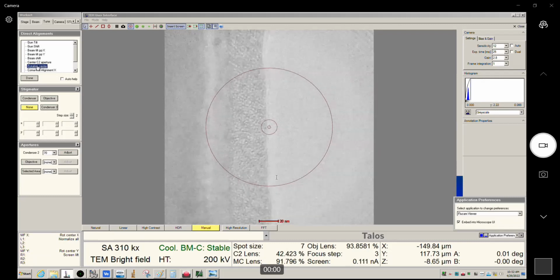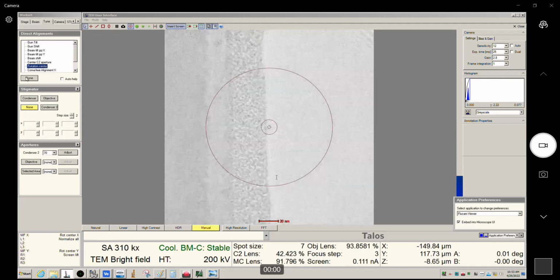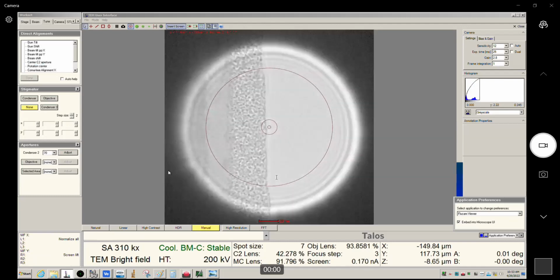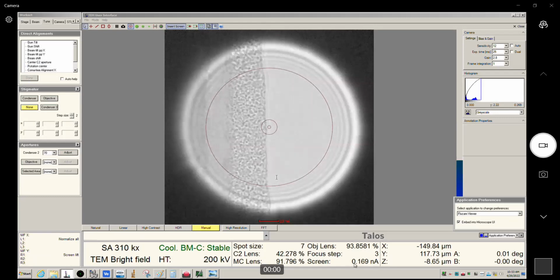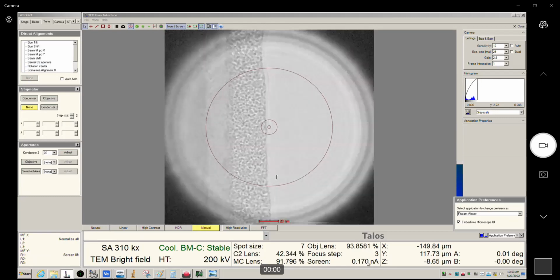All right, looks basically okay. In principle, the rotation center shouldn't change when you change spot size, but it's a good idea to just check it again anyway. Right, but you can see we have lost a lot of current. Basically, we've lost 90% of the current that we had before.